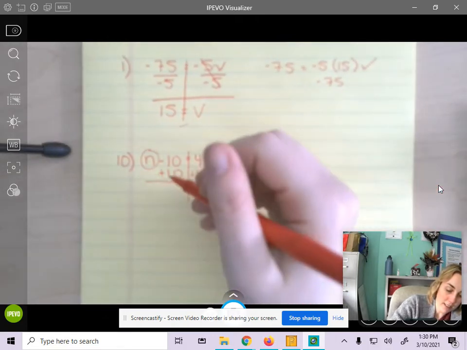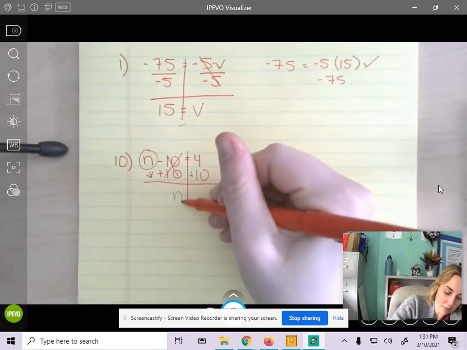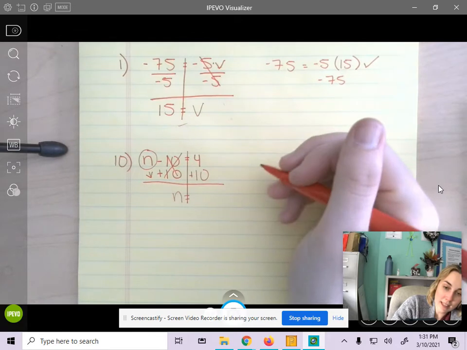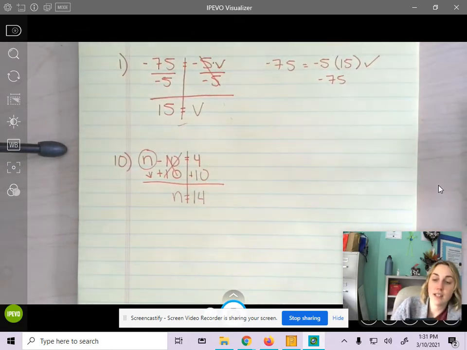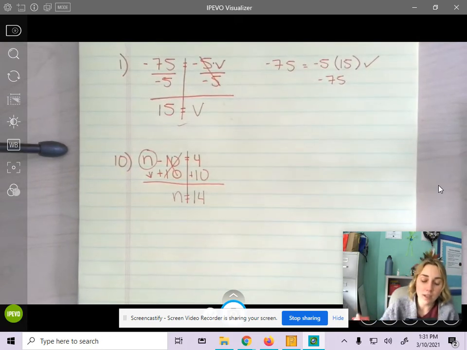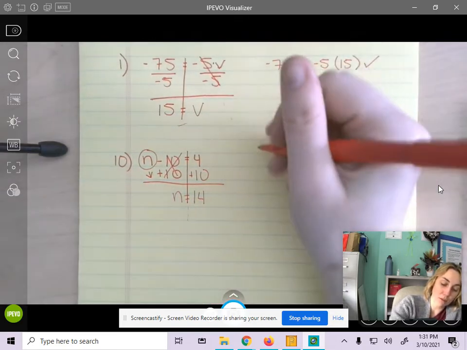Now we can go ahead and solve. We can bring down this n because these cancel out. Remember, they're opposites. Then we have 4 plus 10, which gives us 14, and that is our final answer. Again, if you're not 100% sure, you can always plug this into the equation and see if you get the correct answer. So we know that n is 14, so we can substitute 14.